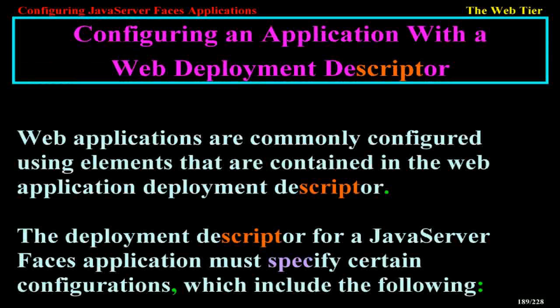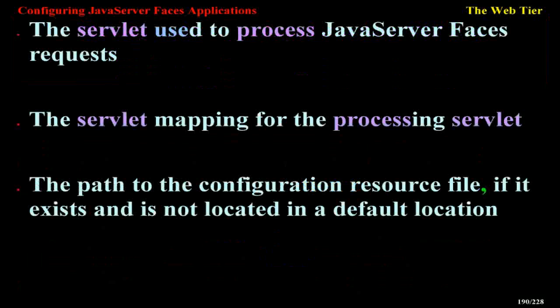Web applications are commonly configured using elements that are contained in the web application deployment descriptor. The deployment descriptor for a JavaServer Faces application must specify certain configurations, which include the following: the servlet used to process JavaServer Faces requests, the servlet mapping for the processing servlet, and the path to the configuration resource file, if it exists and is not located in a default location.